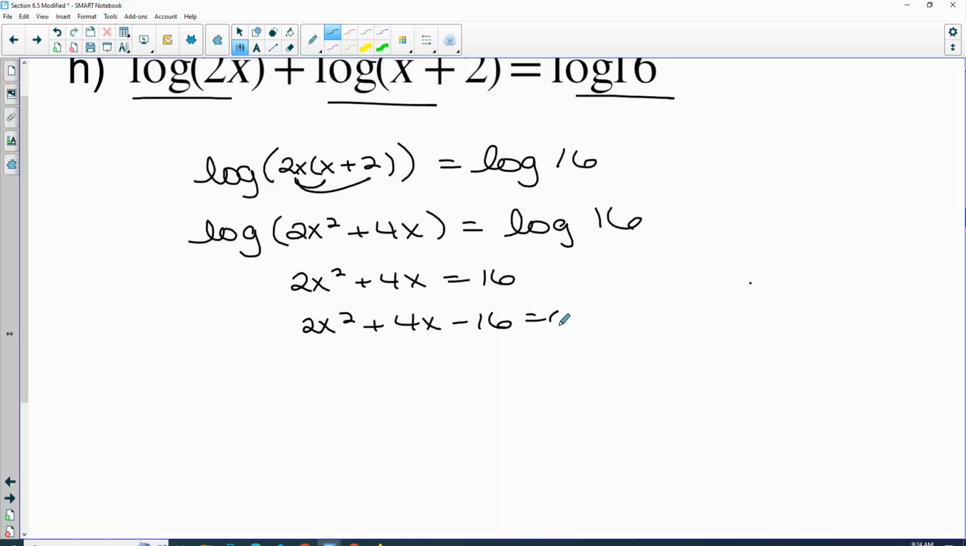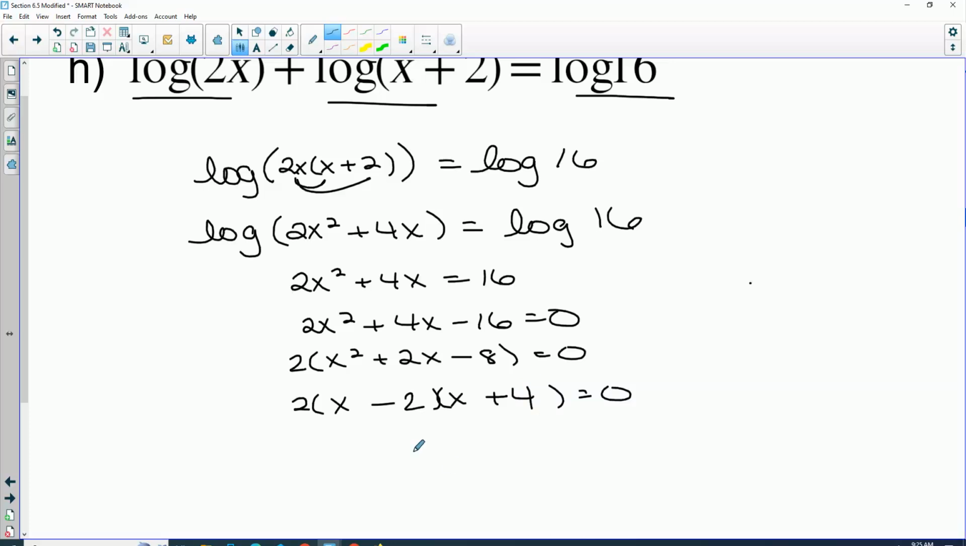What can you take out of all of these, Brent? 2x. Not the x. R2. Yeah. Okay. What multiplies to -8 and adds to +2? -2, +4. So if we set them equal to 0, the 2 out in front is never 0. We get +2 and -4. When we check, the argument can't be negative, so -4 doesn't work. 2 is our only answer.